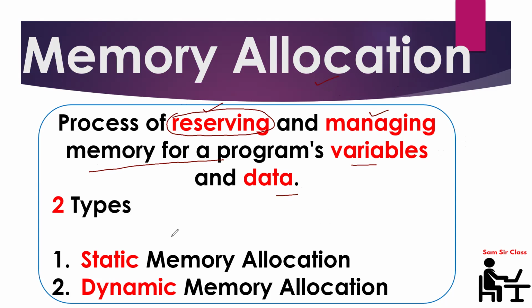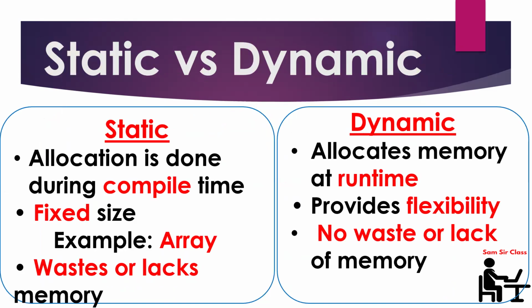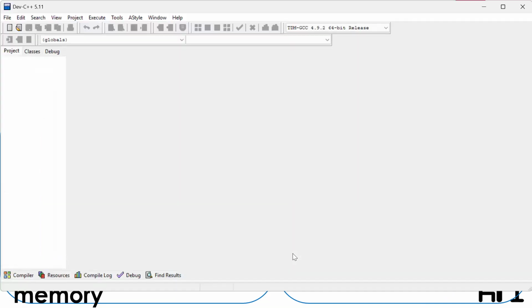Now, there are basically two different types of memory allocation mechanisms available. One is static memory allocation. Second is dynamic memory allocation. Whenever you talk about the word static, it means fixed, and dynamic means not fixed. Now, how will you find the difference between these two types of memory allocation? We'll see the difference, and we'll come to these points later. Let us see one example of how the concepts are different.